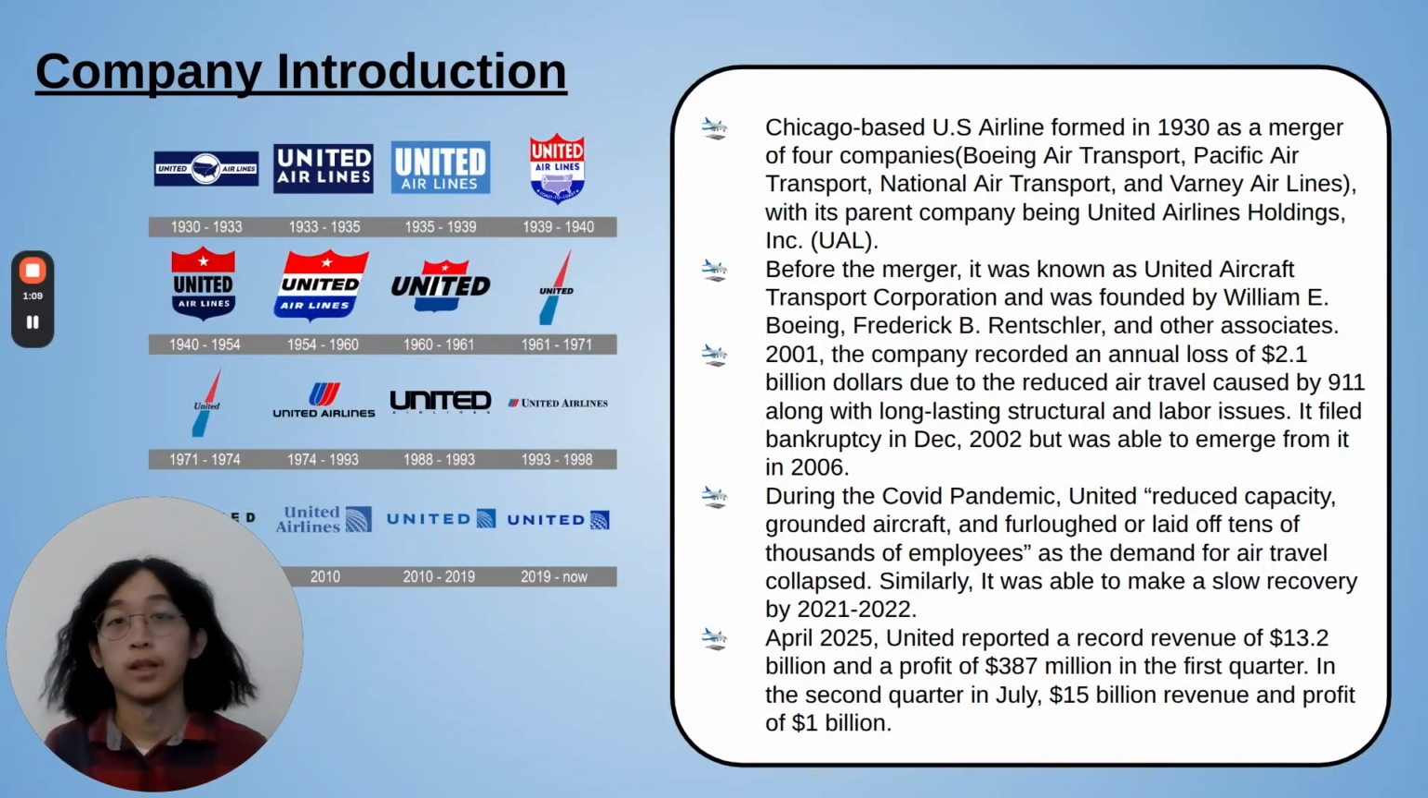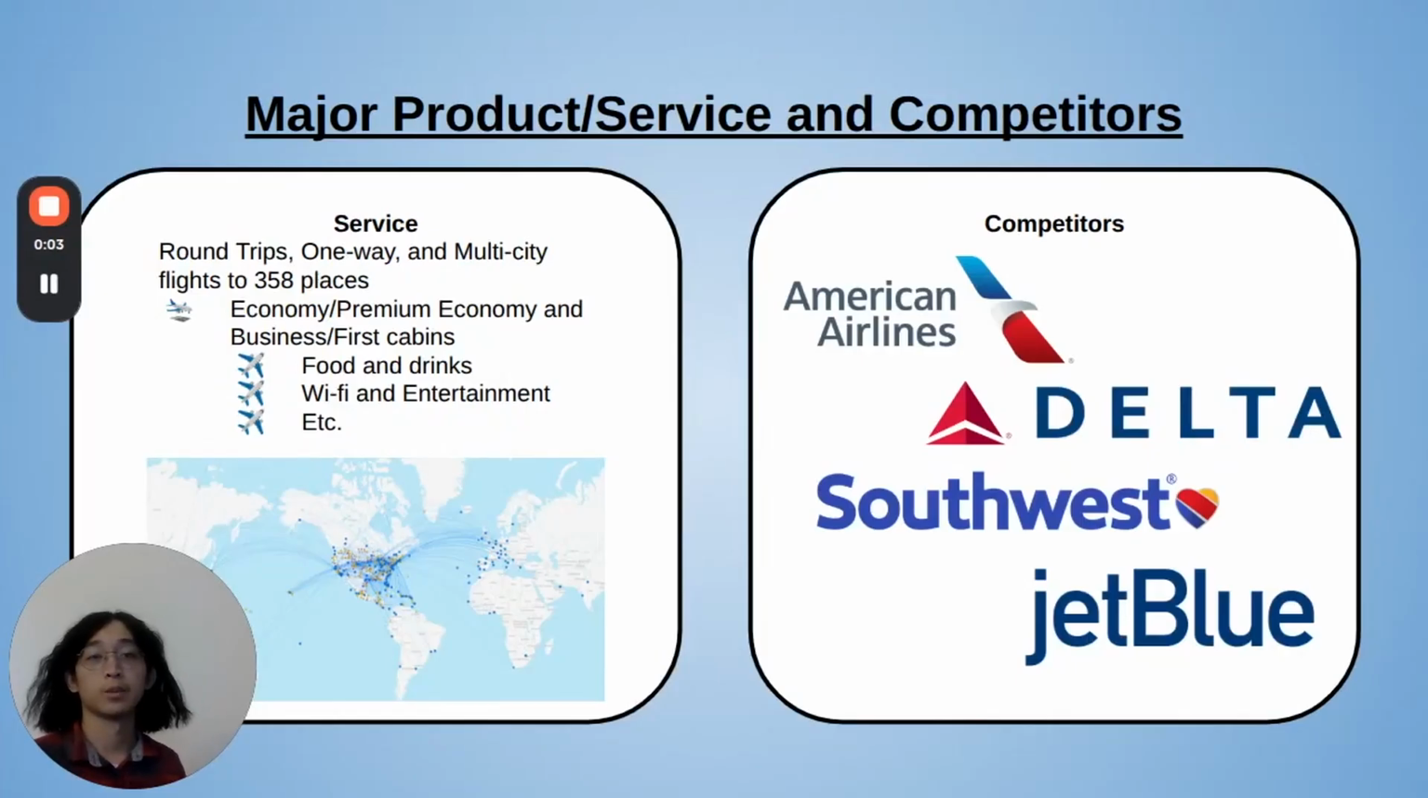By April 2025, in its first quarter, the company made a record revenue of about $13.2 billion and a profit of $387 million. In its second quarter, that revenue had jumped up to $15 billion with a profit margin of over $1 billion. The main service that United Airlines provides is their international and national flights to over 358 places, along with their associate cabins, whether that be economy, premium, business, or first class. Their competitors, though not limited to this list, are American Airlines, Delta Airlines, Southwest, and JetBlue, who also provide similar services. Now, due to the high initial investment needed to open the airlines, the market can be considered an oligopoly.